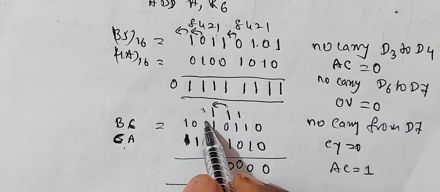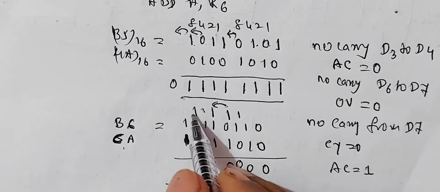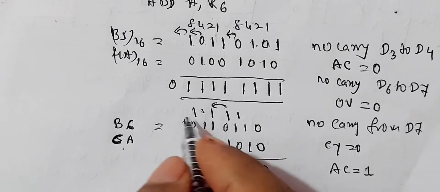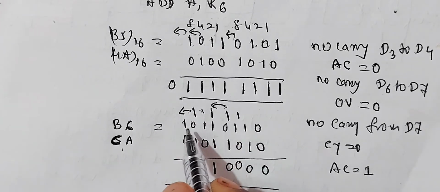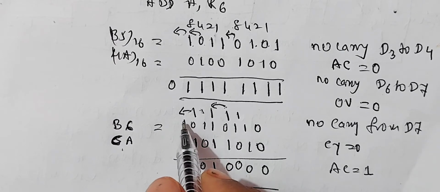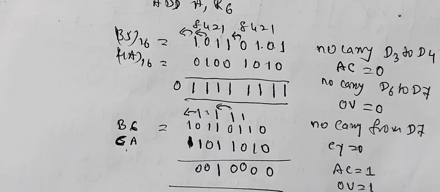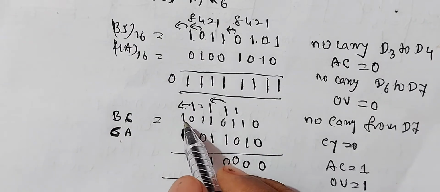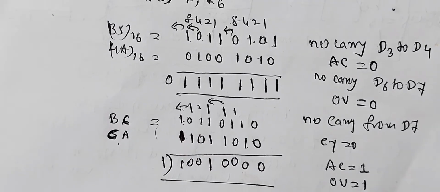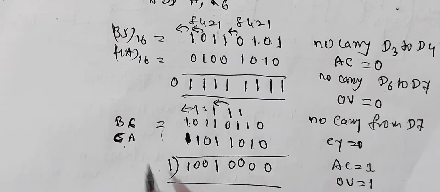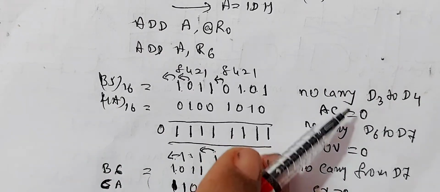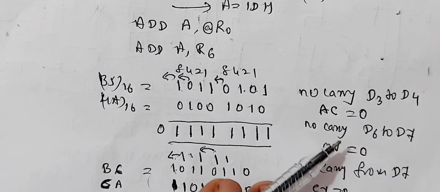1 plus 1, 0. 0 plus 0, 0. Carry 1. 1 plus 1, 0, 0. 1 plus 0, 1. 1 plus 1, 0. Carry 1. See, again there is a carry from the bit D6 to D7. Therefore, overflow carry is 1. Again 1 plus 1, 0. 0 plus 1, 1, with a carry 1. There is a final carry. Carry flag is set to 1. In this addition, all the 3 flags are affected, whereas in this addition, no flags are affected.